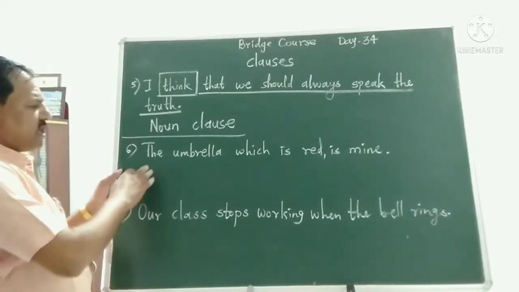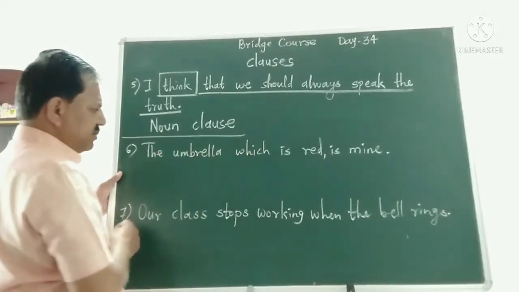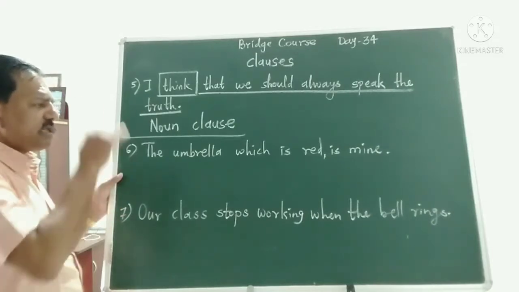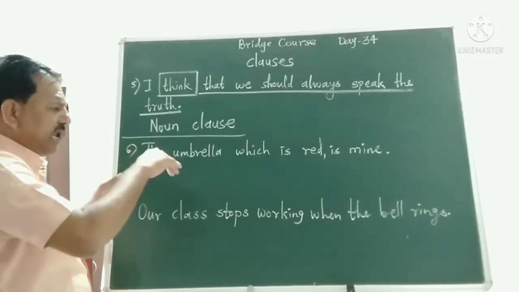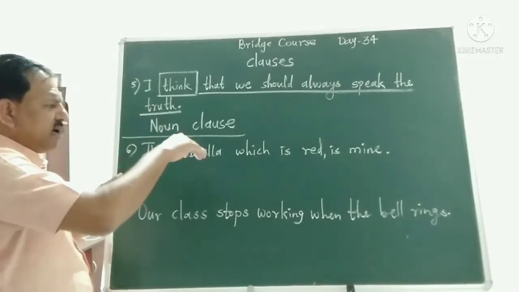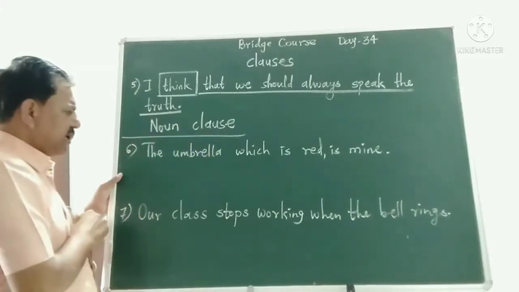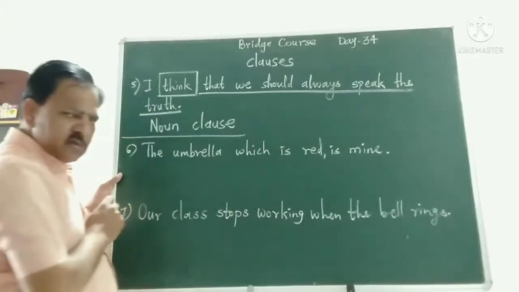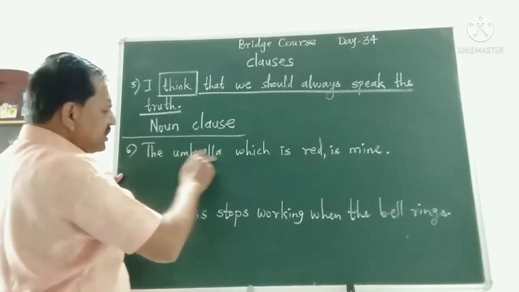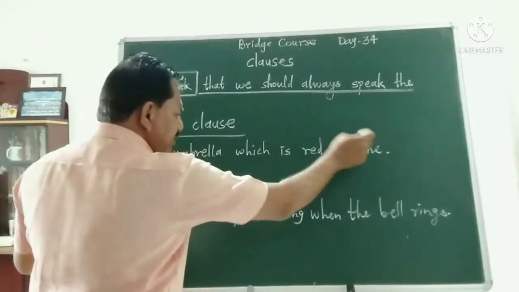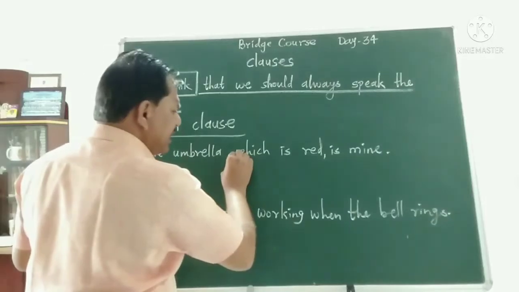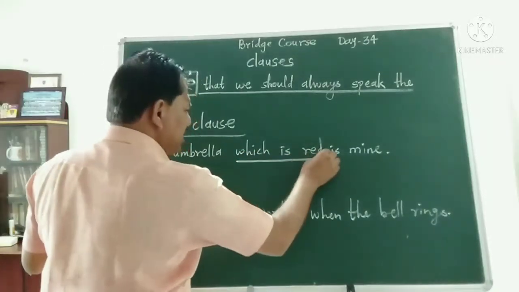Now number 6, the umbrella which is red is mine. Again it is sandwiched. The subordinate clause is inserted in between the subject and predicate of main clause. The main clause is the umbrella is mine. The umbrella is the subject, is mine is predicate, and subordinate clause is which is red. I underline the subordinate clause which is red.